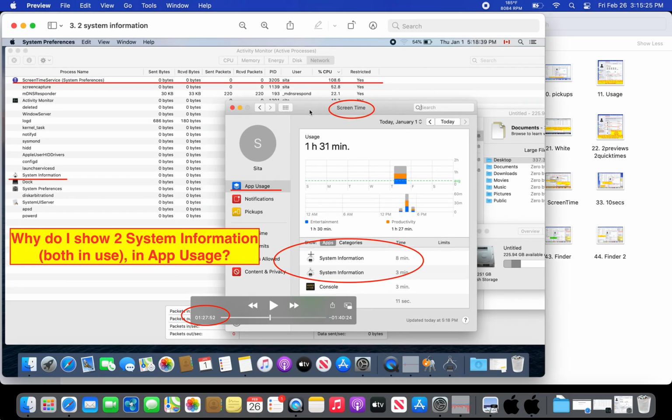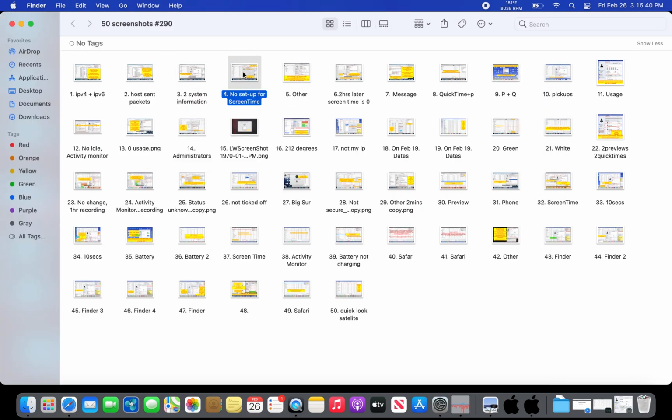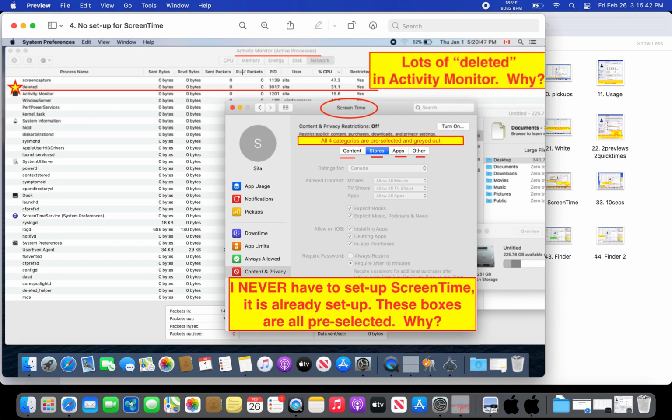Do you know why I have two system information? This is screen time, and I know you said you don't understand. Yeah, I have no idea about the screen time. And it's using more than 100% of CPU. You don't know. Okay. That's okay. If you don't know, we'll skip by it, and we'll do it as fast as I can.